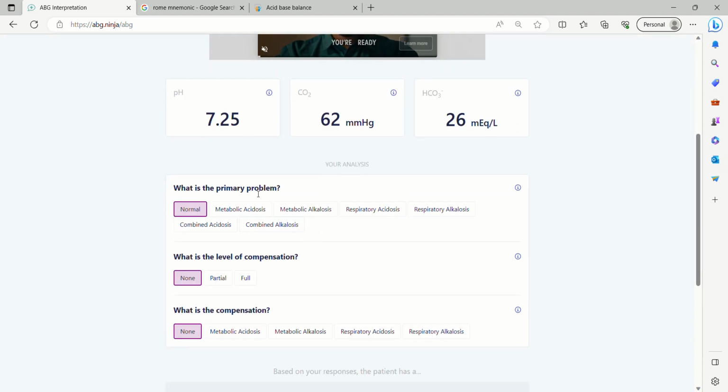Alright, do another one. pH 7.25, so we are acidotic. CO2 62, we are acidotic here. So then we are going to go to the bicarb. Bicarb, we're within 22 to 26. Bicarb is normal range. So come back over.